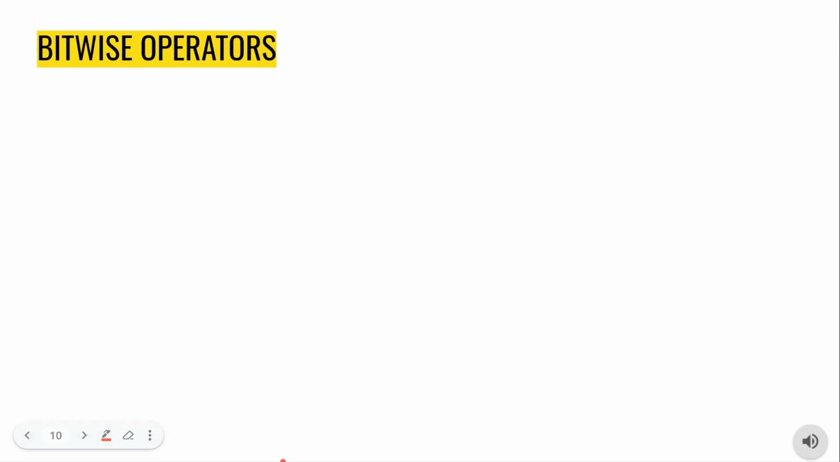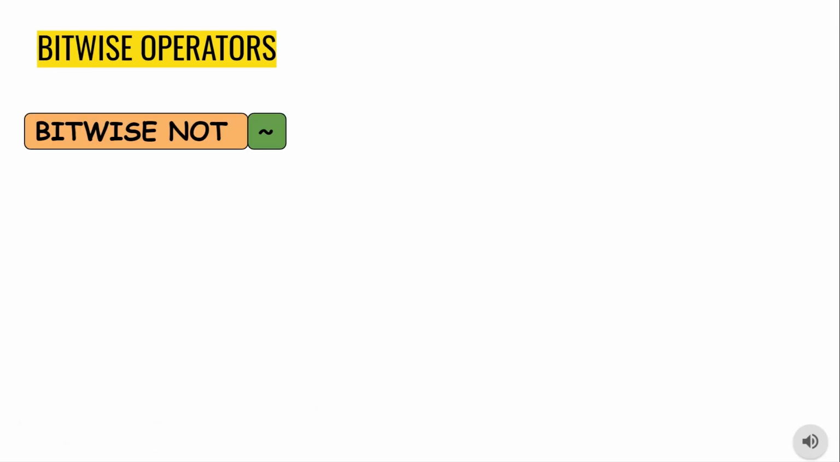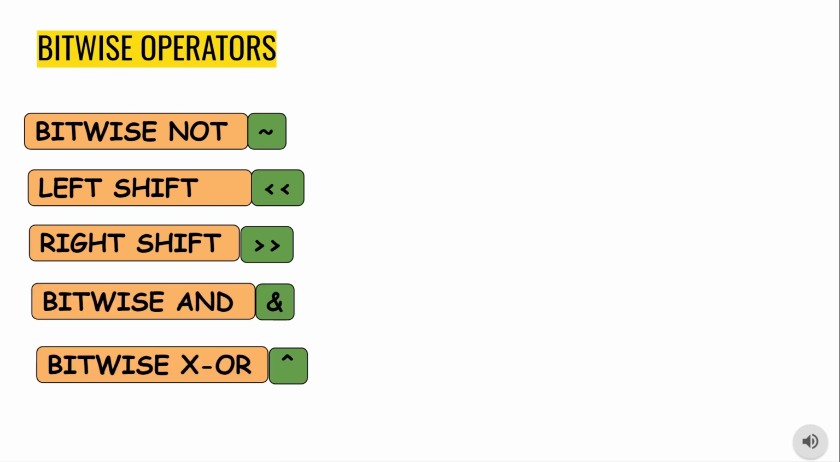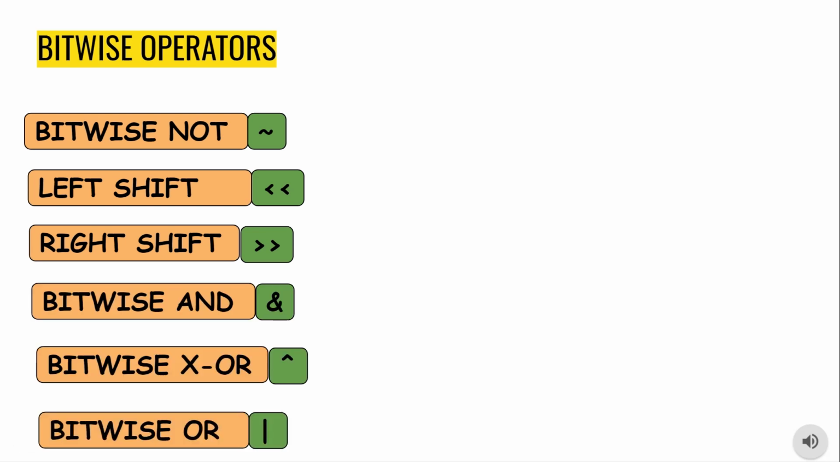Bitwise operators include bitwise NOT, left shift, right shift, bitwise AND, bitwise XOR and bitwise OR. These operators do not consider the operand as a single entity; they operate on the individual bits of the operands. Here bitwise NOT is a unary operator, which means that it operates on a single operand.